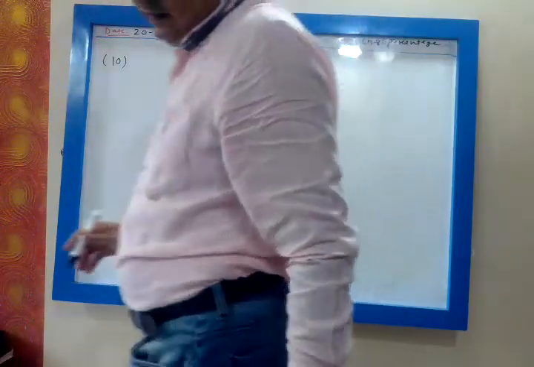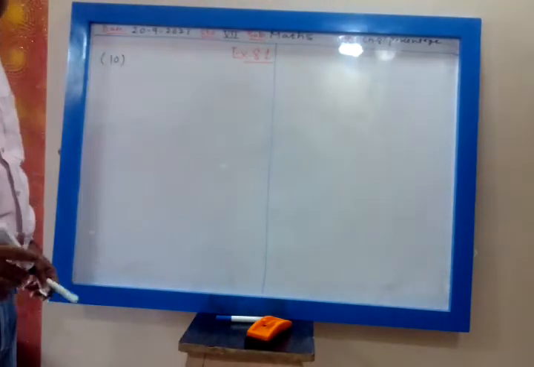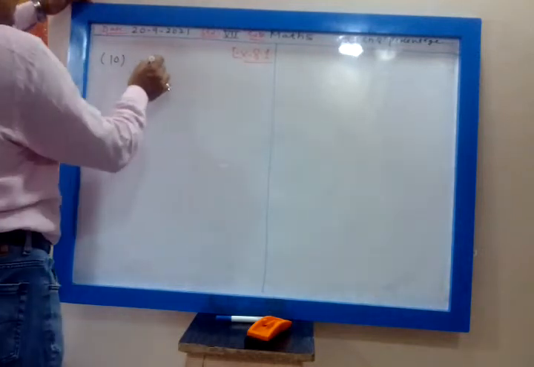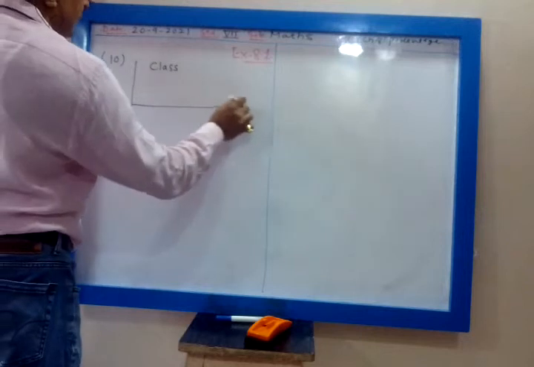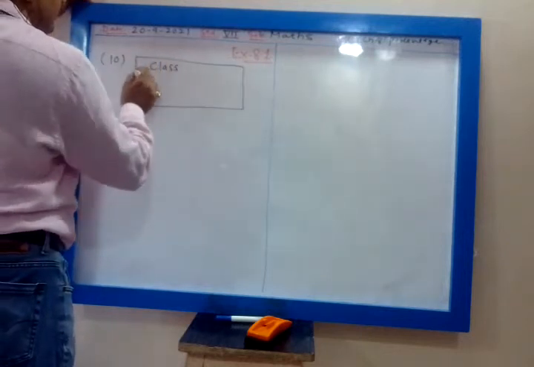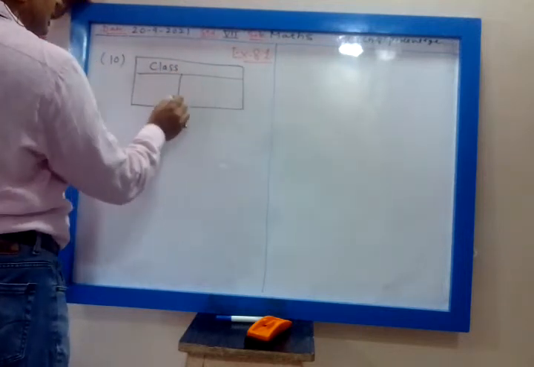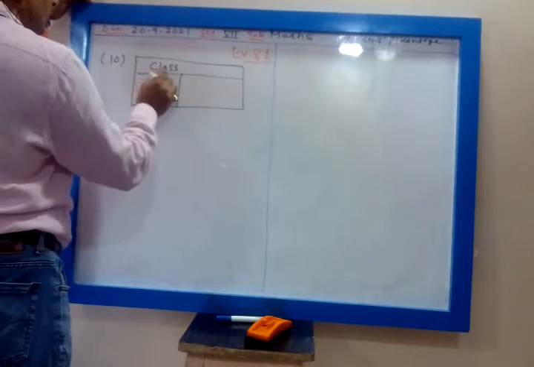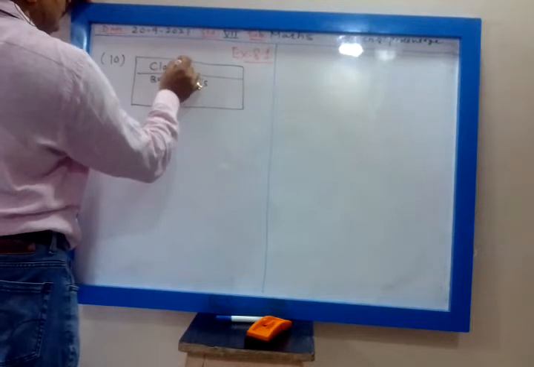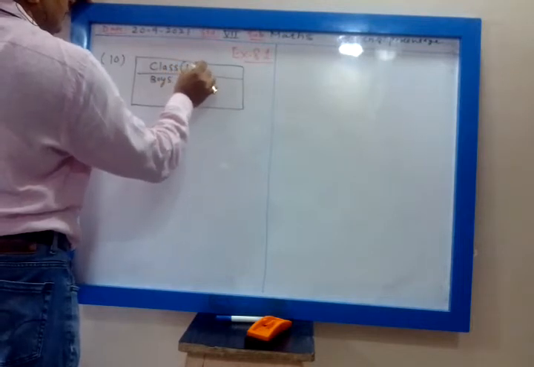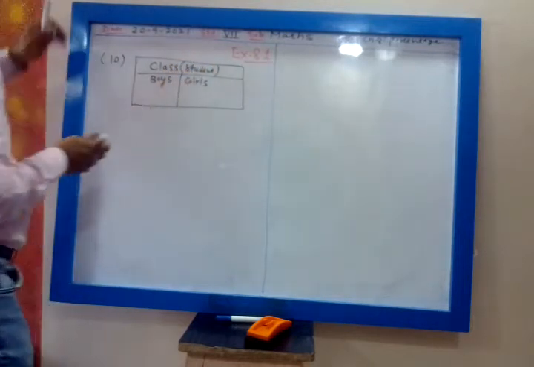In a class there are 30 boys and 25 girls. Boys and girls together form the students. So the students consist of boys and girls.